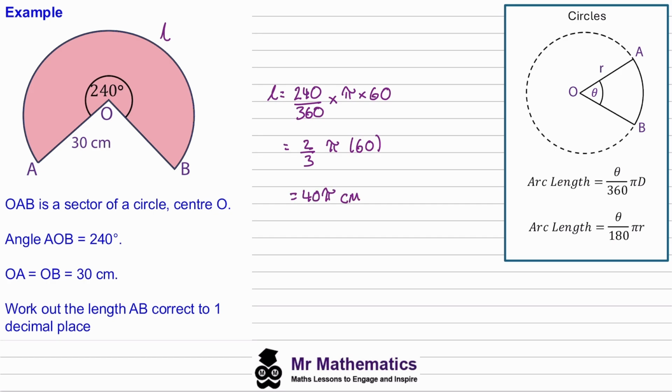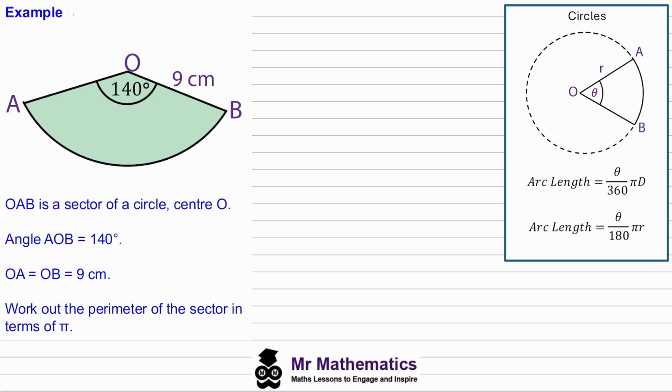And this will be in centimeters. To convert that to a decimal, we get 125.66. But to 1 decimal place, this would be 125.7 centimeters to 1 dp. Okay, how did you get on? Let's try another example.